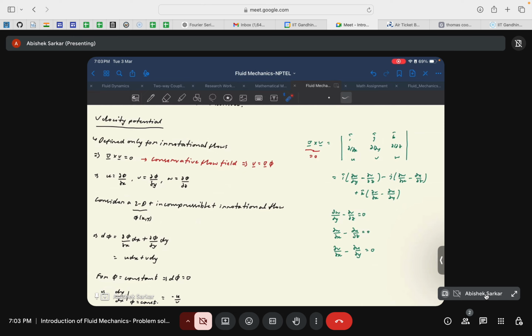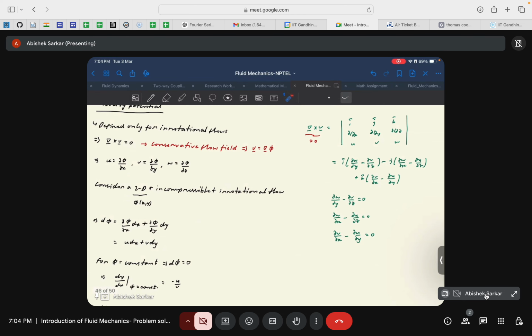Second is again the velocity potential. It's again with the same principle, that given that the flow is irrotational, rather than dealing with three separate velocity components, we can simplify our analysis by dealing with only one variable, that is your velocity potential, phi in this case.